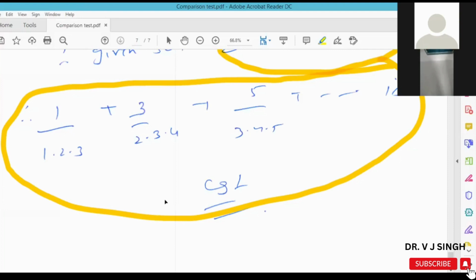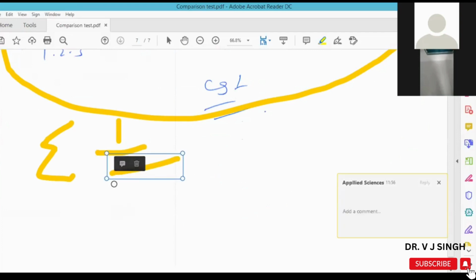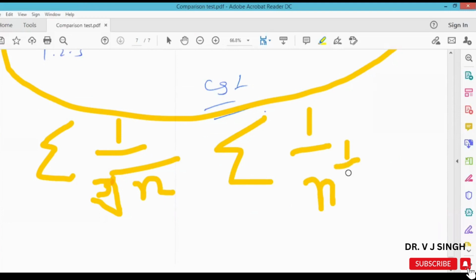Sometimes a 2 marks question comes. This question has come many times. Suppose one question once came: check whether this series is convergent or divergent. This becomes 1 by n to the power 1/3. So it is a simple p-test 2 marks question.